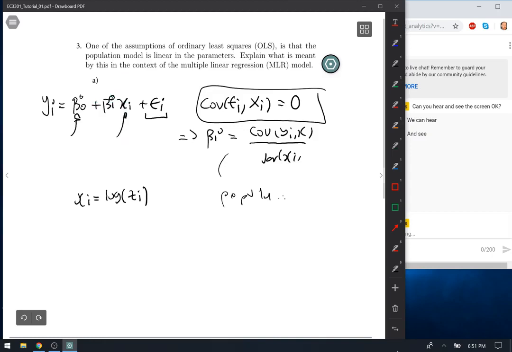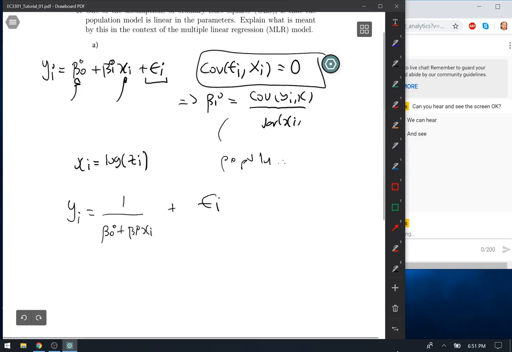So for example, this wouldn't count. You can't have yi equals, say, 1 divided by b0 plus b1 xi plus ei. That's not linear; this is non-linear. This is now a non-linear function of the parameter. So it's got to be a function that's linear in the parameters. Namely, when you differentiate y with respect to the parameters, it should then not be a function of the parameter.